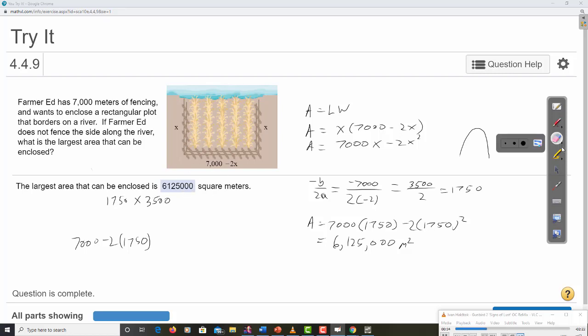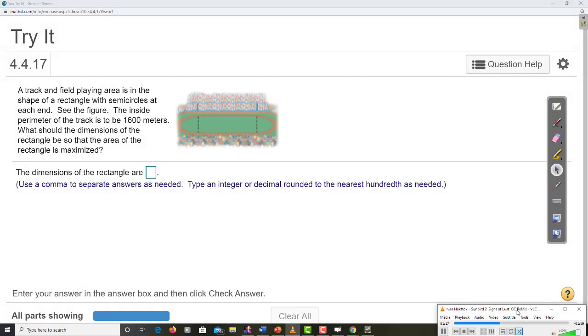Let's do another application. This is a very similar problem, but it's harder because we have to keep track of exact numbers. You really don't want to round off when you're doing a problem until the end, and sometimes that means you have to write more. That's going to be the case in this problem. So we have a track and field playing area in the shape of a rectangle with semicircles at each end. The inside perimeter of the track is 1,600 meters, so the distance around the outside.